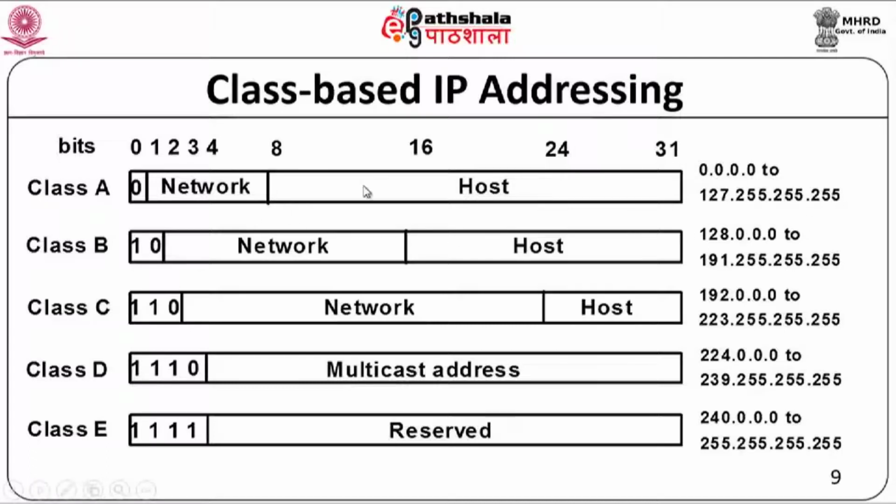So this is an example of a class A, which is to cater to networks which are very large. We only have a few such networks because the number of network IDs is small, but each network can have a large number of hosts. So if you understand this idea, it's easy to understand how class B and C addresses are also defined. A class B, you can say, is for medium sized networks. If you look at class A as a large size network, class B is a medium sized network.